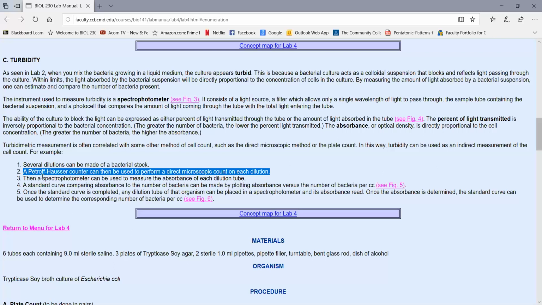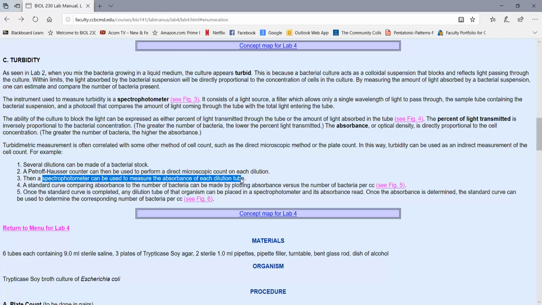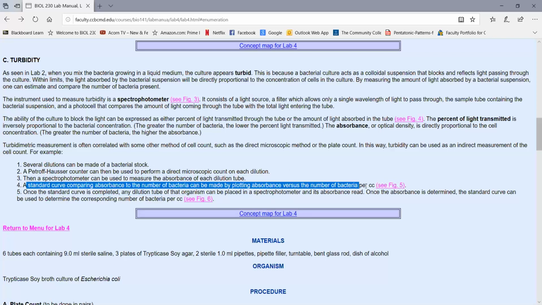And then you'd use a spectrophotometer to measure the absorbance of each dilution tube. And once you have these two variables, the number of bacteria and the absorbance, you can prepare a standard curve that compares absorbance to the number of bacteria made by plotting absorbance versus the number of bacteria. And that's directly proportional, as we said.